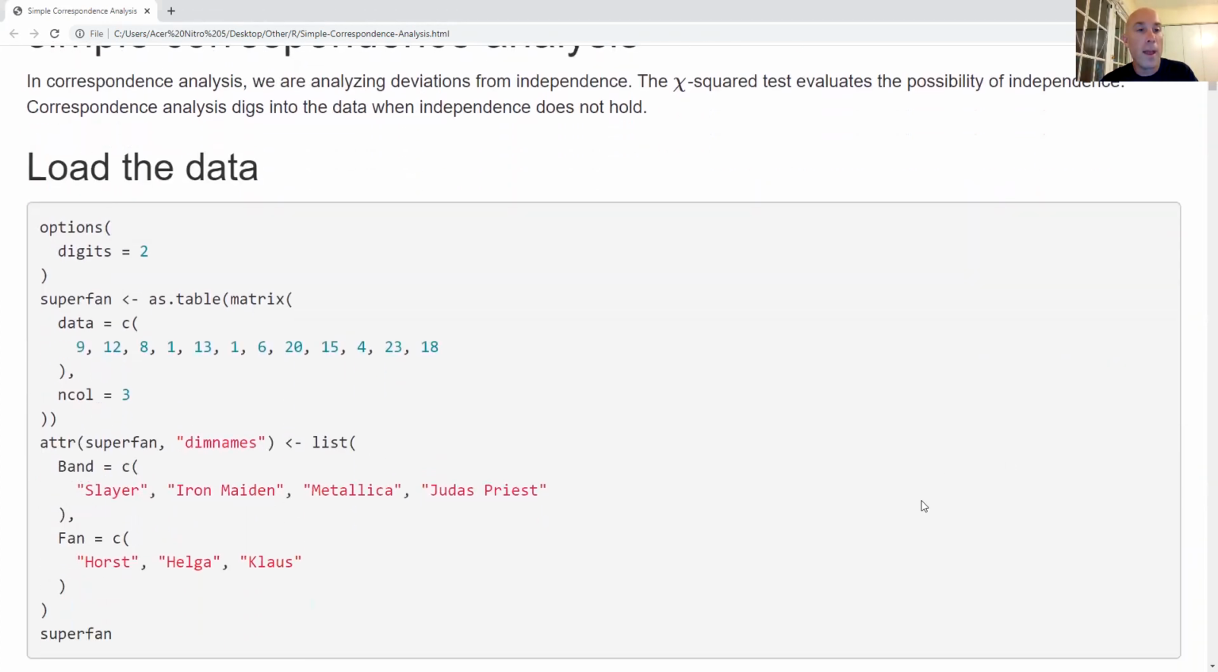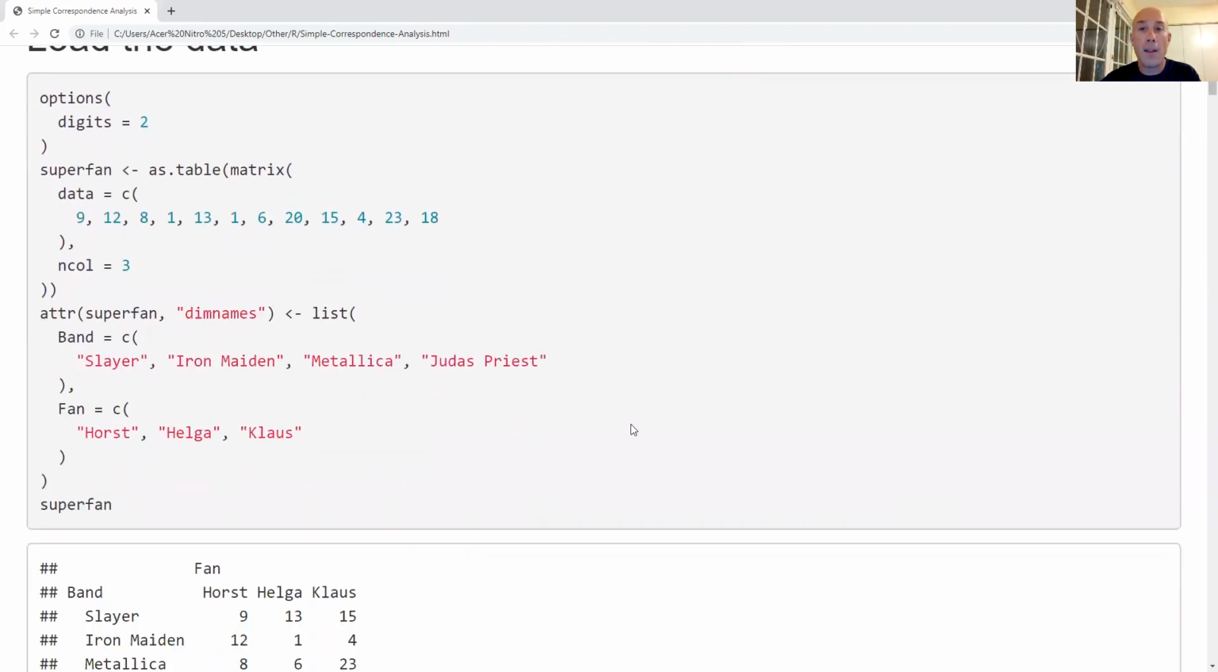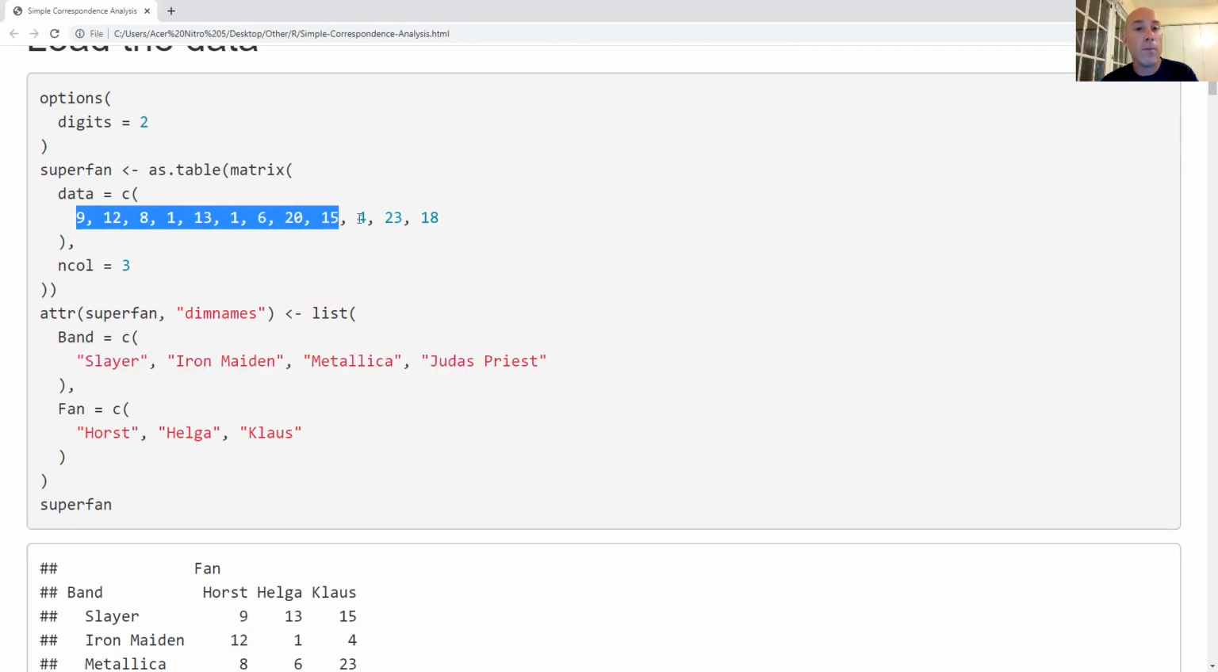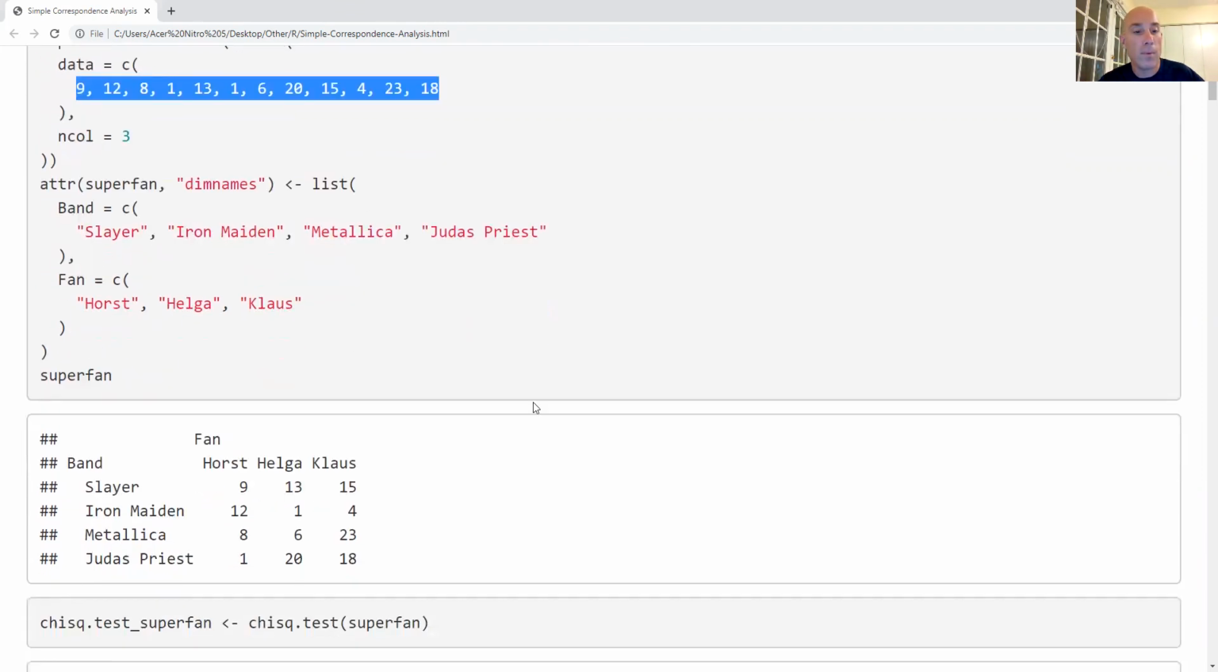Okay, so let's go ahead and use some fictitious data. For this data, we have 3 different fans, Horst, Helga, and Klaus. And we have 4 bands, Slayer, Iron Maiden, Metallica, and Judas Priest. And we have the count for the number of times that these fans went to these bands' concerts. Okay, so here's what we've got. Here is my table.